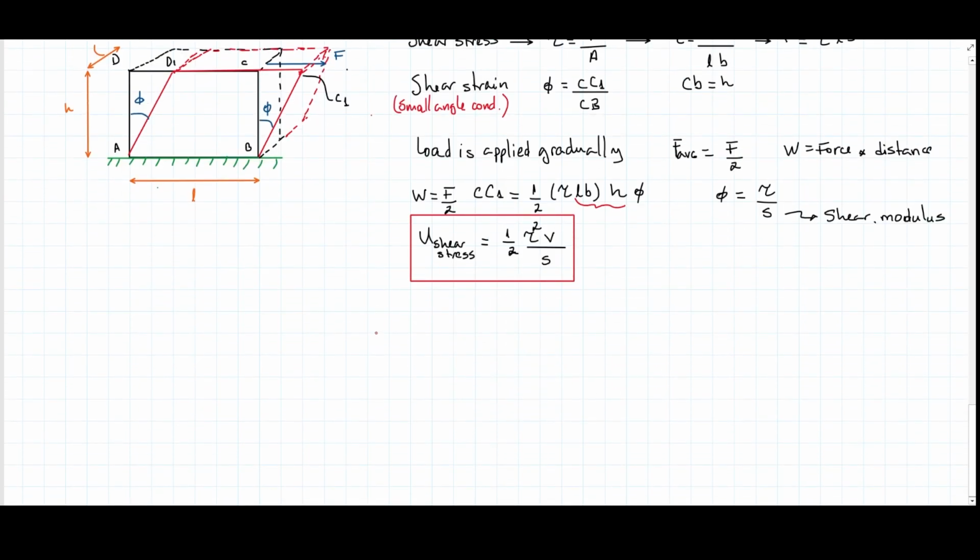It was pretty simple. Now let's look at the strain energy due to the moment, bending moment. Here. Like this term, energy due to bending moment.